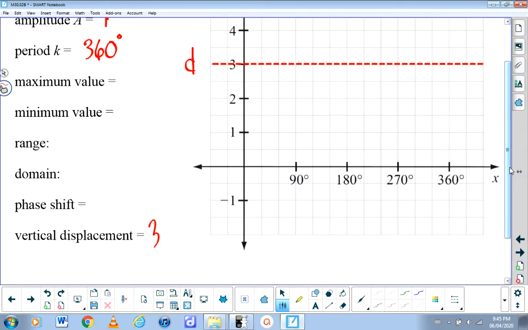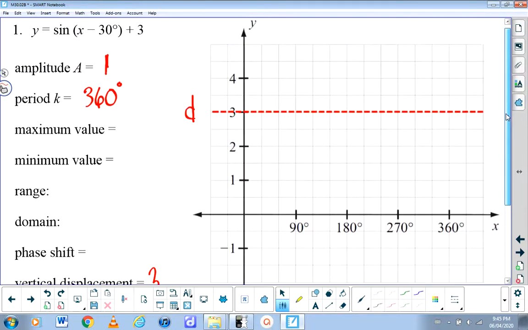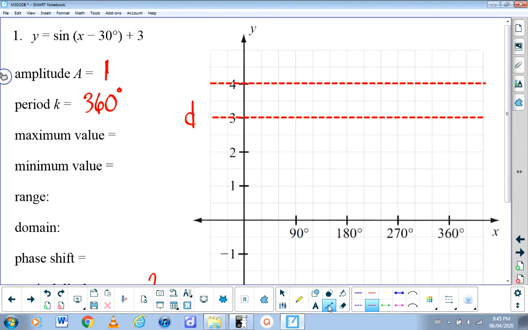Now, if we put this vertical displacement together with the amplitude, and you can in fact draw this dotted line where I have it now, if the amplitude is 1 and the vertical displacement is 3, that means the graph is going to go 1 above 3 and 1 below 3. So what we've done is put in guidelines here. Whatever I sketch is going to wobble up and down between the top dotted line and the bottom dotted line, centralized around that middle dotted line.